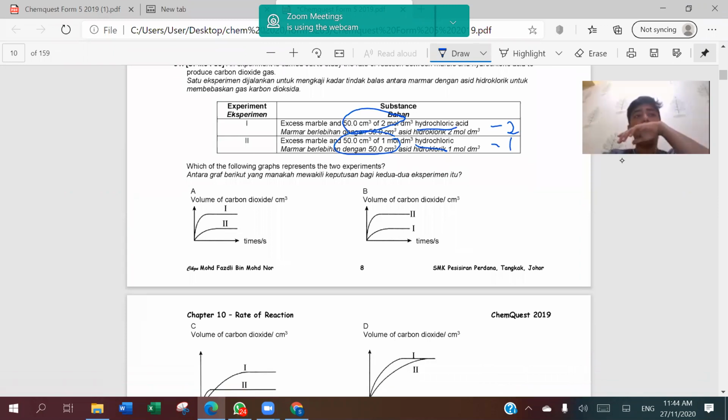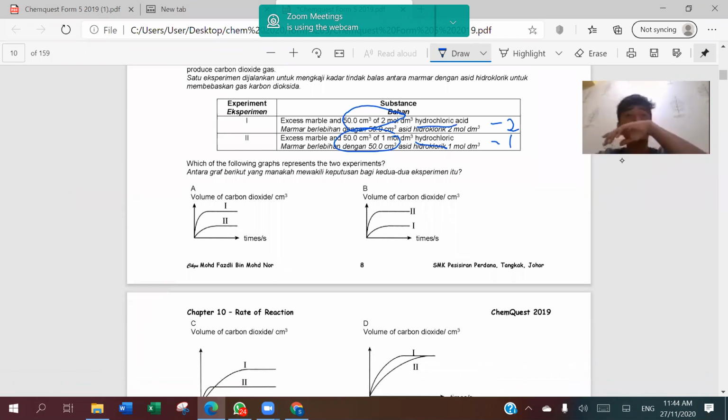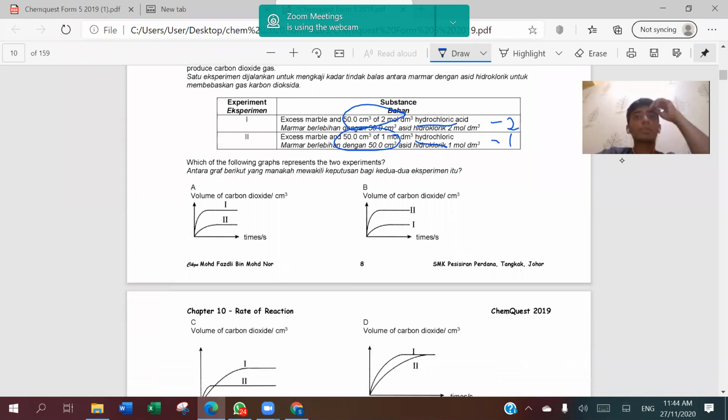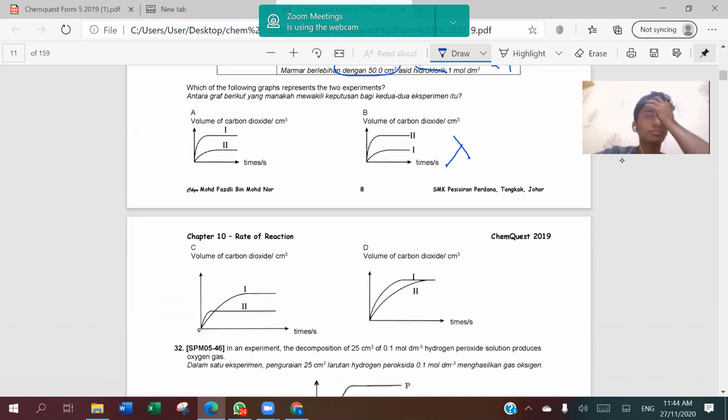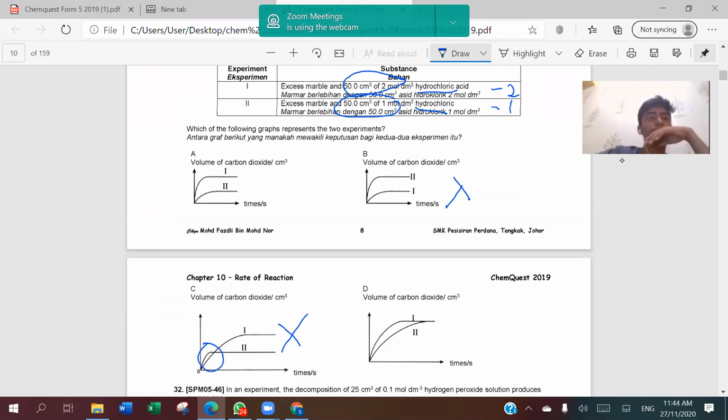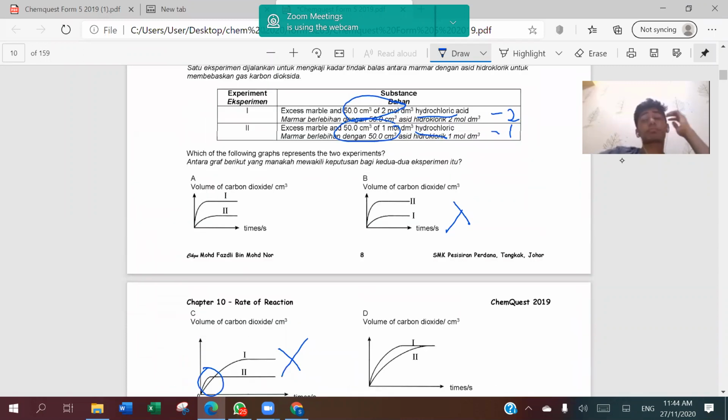So which one can I cancel? B and C. Yeah, B and C, because C also has 2 more than 1, so B and C cancel. Okay, now the only thing I have is A and D.